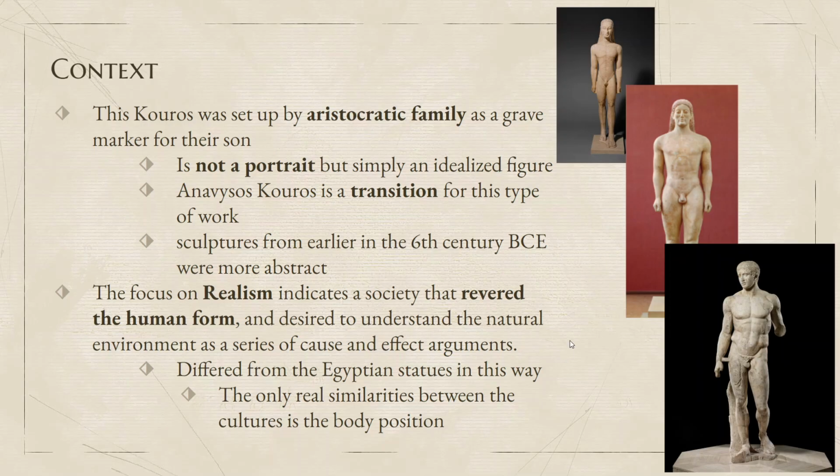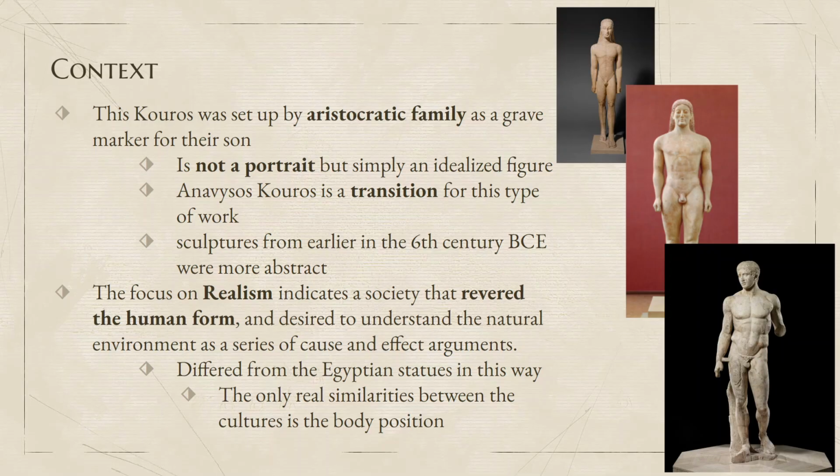So kind of restating things I've already said, Koros is going to be set up by a very aristocratic family. So we have a clear hierarchy. There is status based on wealth here. And this is representing his grave. So Croesus' grave. It is not a portrait, but it is idealized male youth.